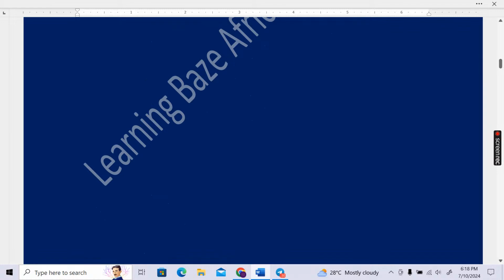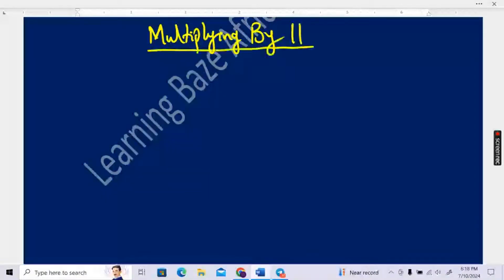Now, we're going to be learning about three different concepts, and I want you to pay full attention so you can have a good grasp of whatever we are going to learn. If we are unable to learn the three concepts, we will continue next time. The first concept we're going to learn is multiplying any number by 11. We are only dealing with multiplication by 11.